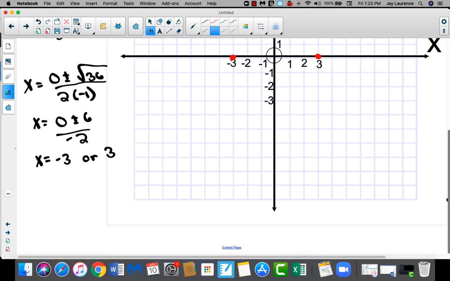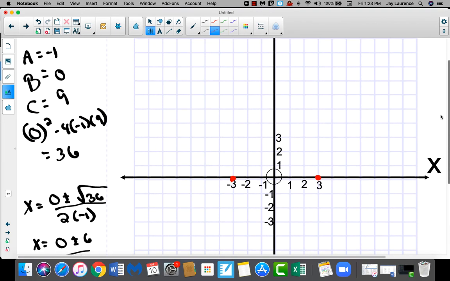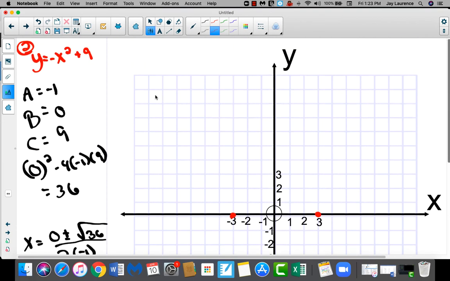But it's not a dumb idea to check that. So to find the x-coordinate of the vertex, I use x equals negative b over 2a. And when I do that, I'm going to get 0 over 2 times negative 1, which is just 0. So my x-coordinate of my vertex is 0. To find the y-coordinate, I'm simply going to substitute that into this equation, which will give me the vertex of (0, 9). So that would be right here.